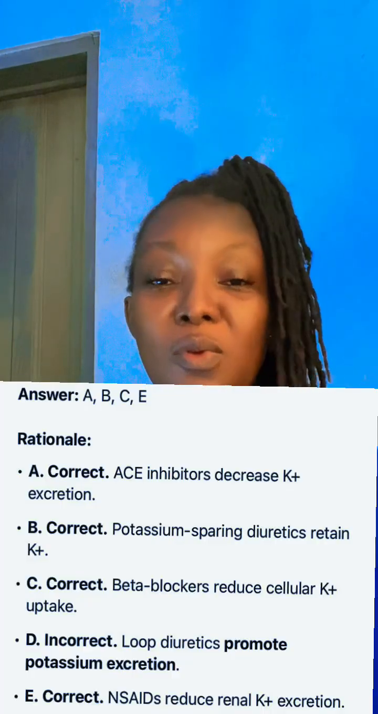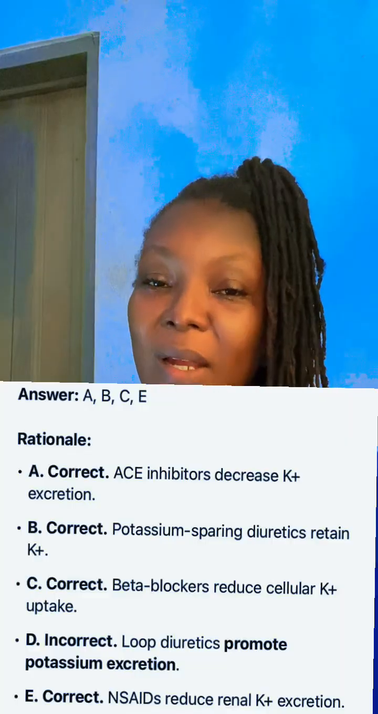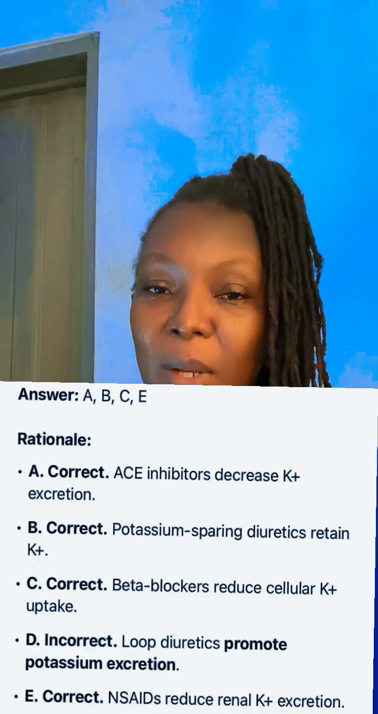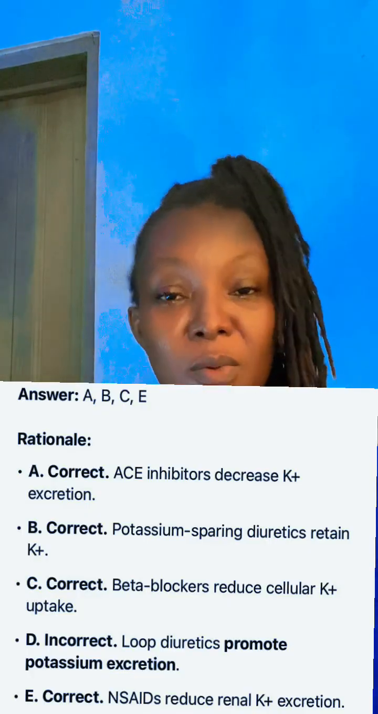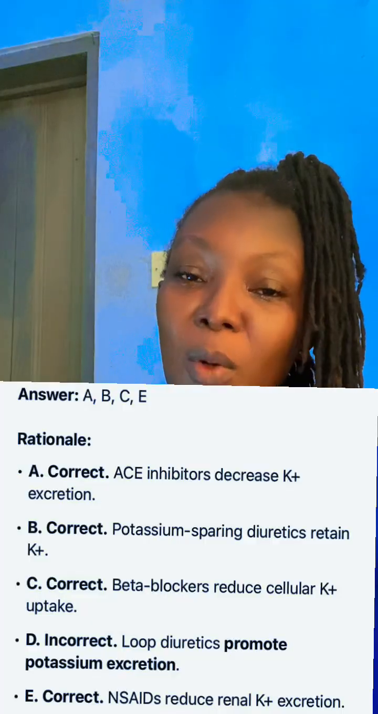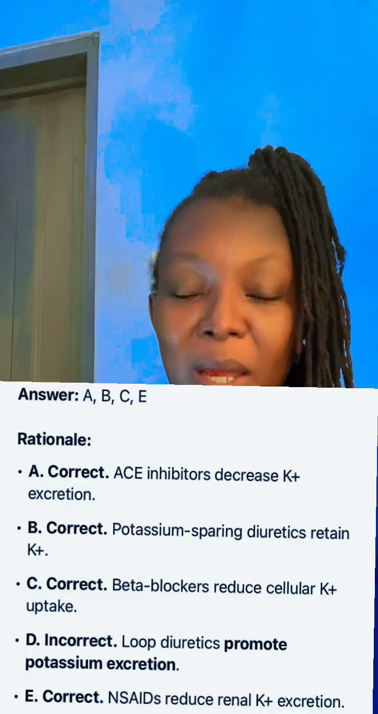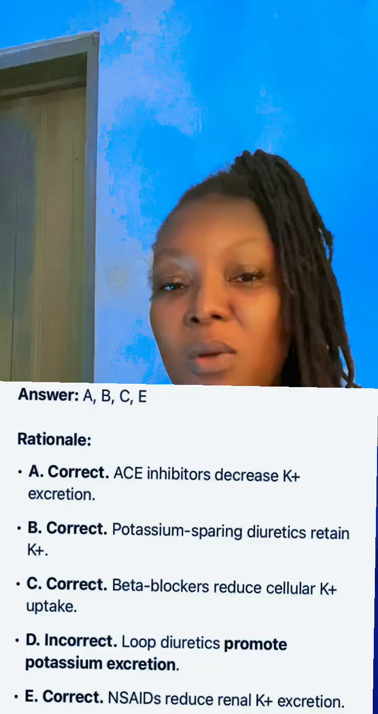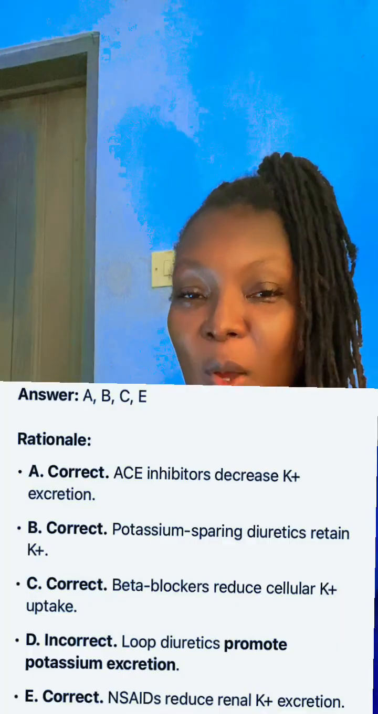We know potassium is supposed to be cellular. It is supposed to be the main intracellular electrolyte. So if there is reduction in potassium cellular uptake, then it's going to be retained in the blood. And then something like NSAIDs also reduces renal excretion of potassium. So NSAIDs, ACE inhibitors, potassium sparing diuretics, and beta blockers are to be avoided in any patient that is suspected of having hyperkalemia or has the risk. Or for example, in chronic kidney disease, you need to avoid this type of medication because it will obviously lead to hyperkalemia or worsen it. All right.